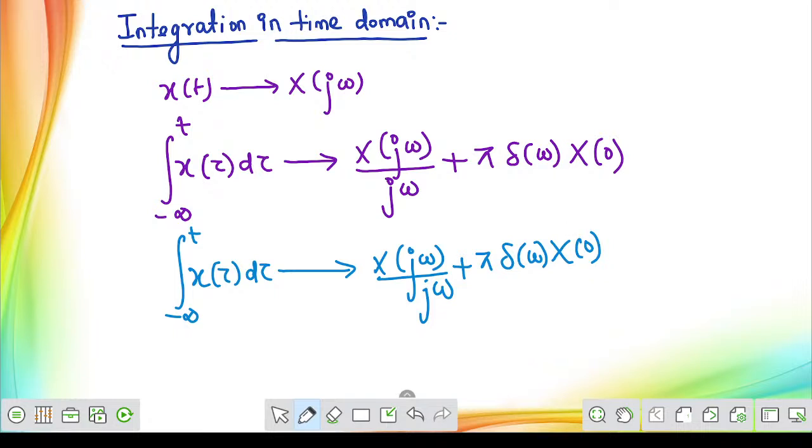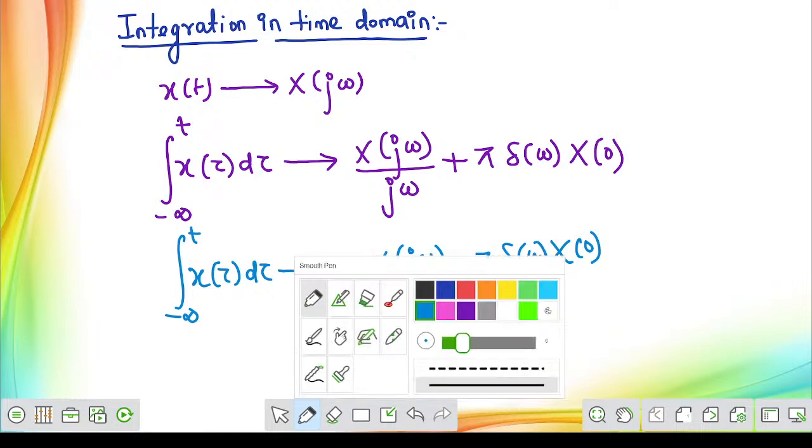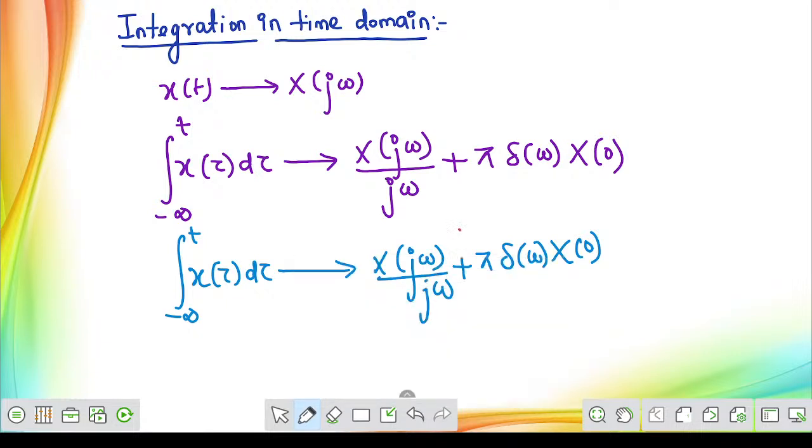We should not forget this, because this is a very important property. What we will be missing is the x of 0. Most of the time, the mistake you repeatedly make in the examination is confusing what factor comes here: delta of omega into x of 0. This factor will confuse you all. I know this, so revise multiple times.